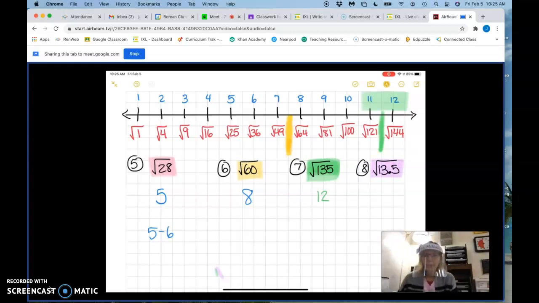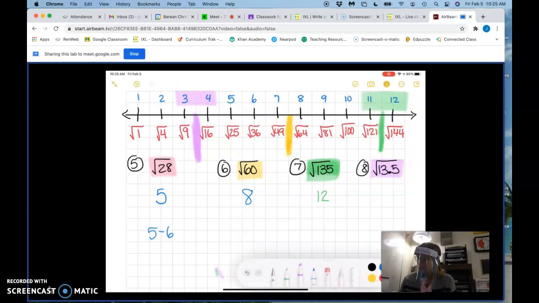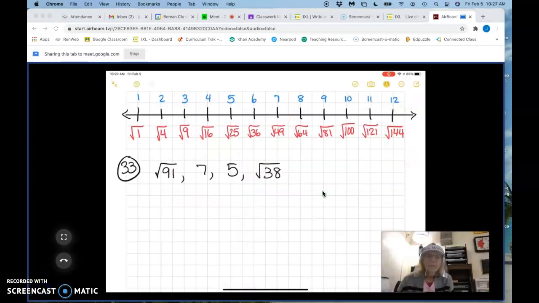Cameron and Bella. Yes. Where does 13.5 fall if I'm looking at all these square roots at the bottom? Between 9 and 16. Correct. Good. So, is it closer to 3 or 4? 4. I think it's closer to 4. I think it's very close to being right in the middle. But I think you're right. I think it is a little closer to 4. Okay, awesome. Okay, so we are going to put these numbers in order from least to greatest.